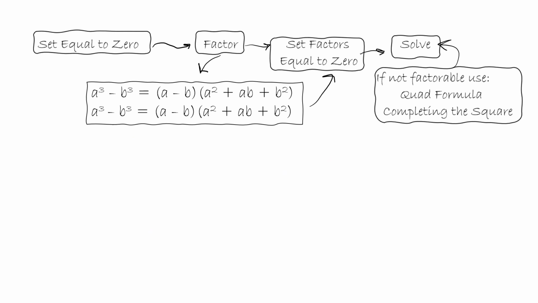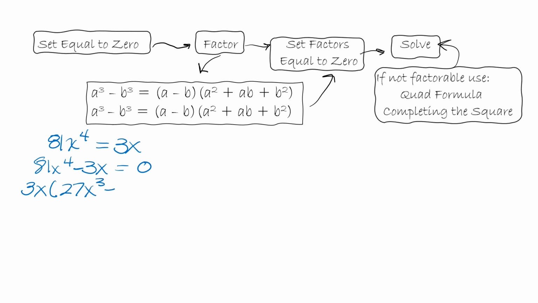My next example is 81x to the 4th equals 3x. So now this time I have to set it equal to 0, so I'm going to subtract 3x from both sides. So I get 81x to the 4th minus 3x equal to 0. Going to factor out the greatest common factor, which is 3x. And that is going to give me 27x cubed minus 1 equals 0.